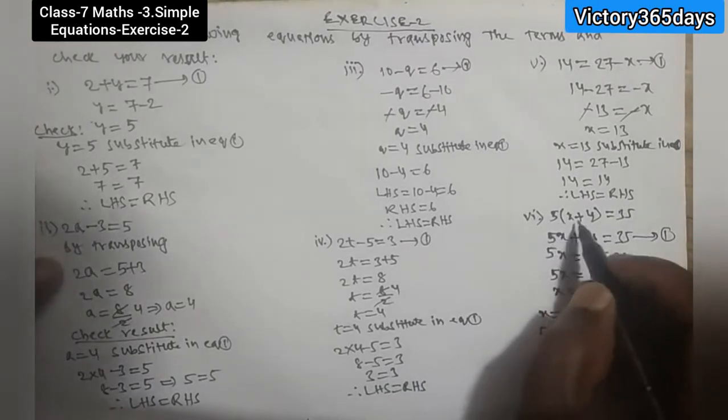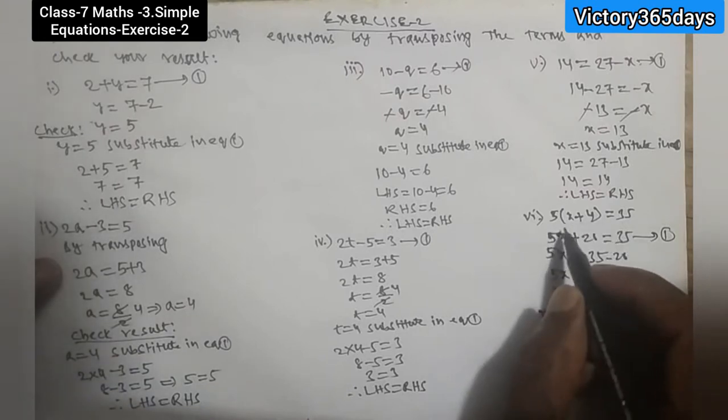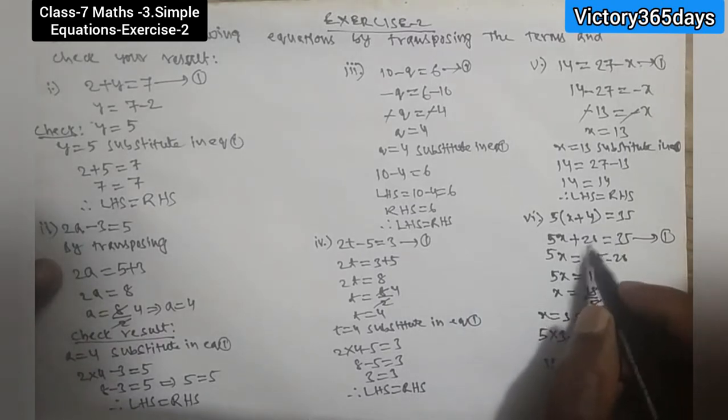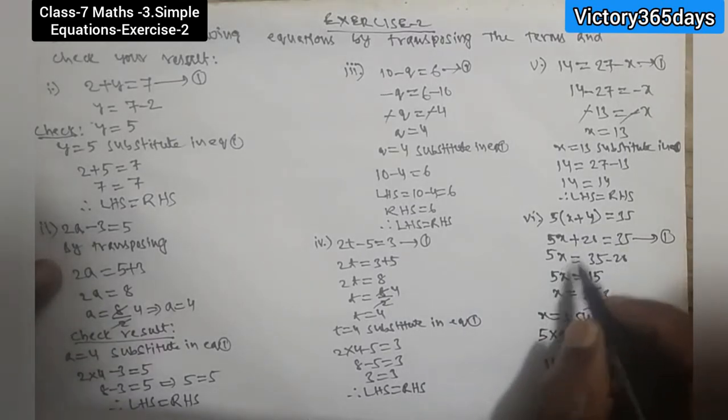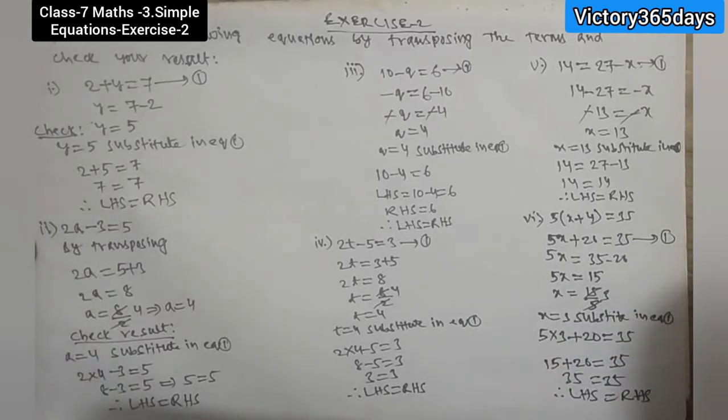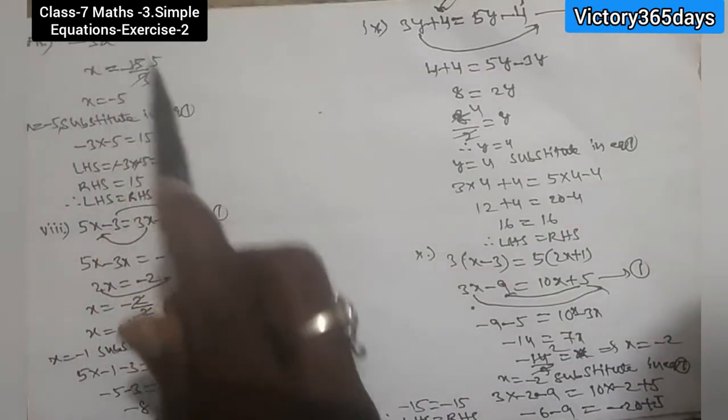So 5 into x plus 4 equal 35. So we multiply in the bracket place. So 5 into x means 5x plus 5 into 4 equal 20. 5x plus 20 equal 35. So this 20 is transferred to the right hand side. Then you can solve easily. The second of the remaining sums is also the same process.